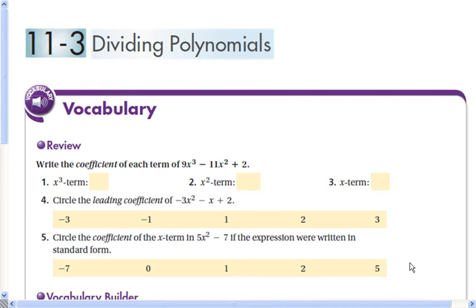Hey students, lesson 11.3 here. We're going to learn how to divide polynomials. Do a quick review here and you can check back with me.